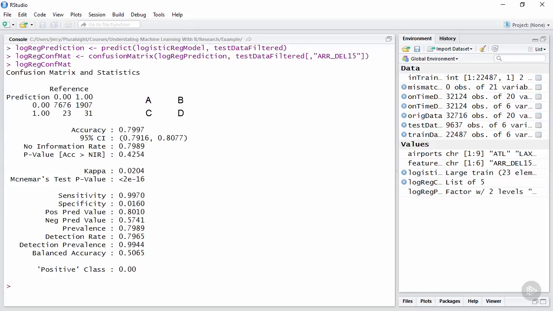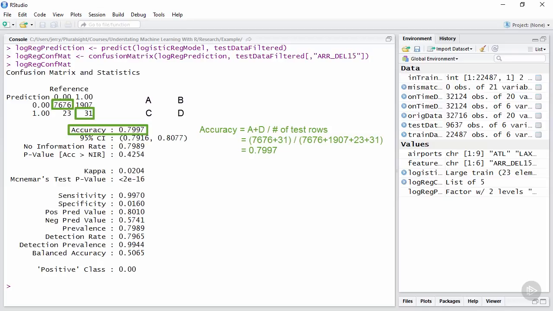Let's review a few key statistics about our model. Accuracy is the ratio of the model prediction to the correct answer. That is, predicting that a flight will be delayed when it is delayed, and predicting that a flight will not be delayed when it is not delayed. Mathematically, this is A plus D divided by the number of test rows. Our model seems pretty good on accuracy, achieving 0.7997, which is better than the target goal. But before we celebrate, let's take a look at some other statistics.